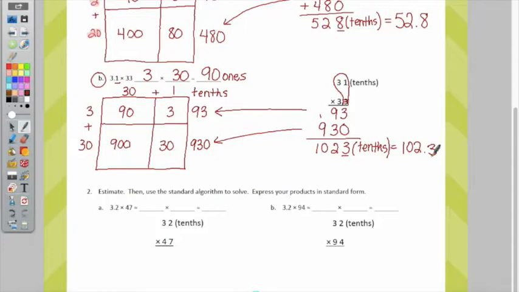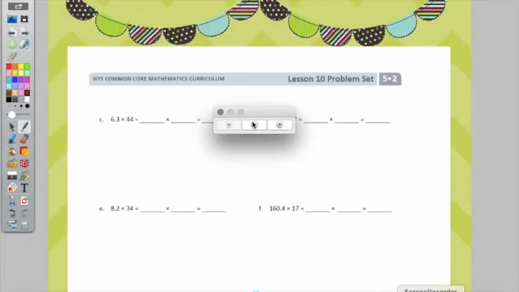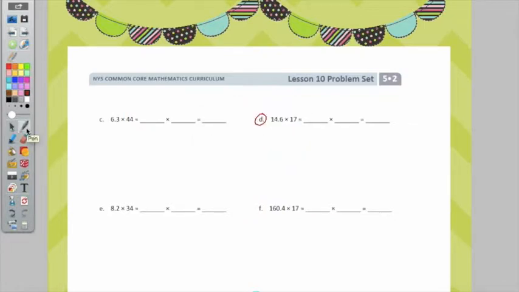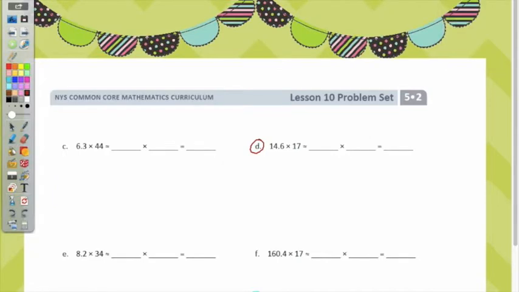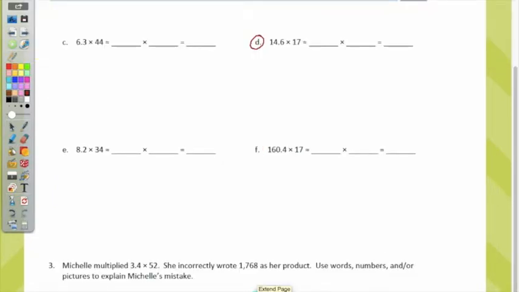Is 102 pretty close to 91s? Yes, it is. So go ahead and circle D. It will help you with the first one on your exit ticket. And I'm going to enlarge this a little bit because we need to practice an area model. Your exit ticket wants you to do an area model, so we need to practice it.